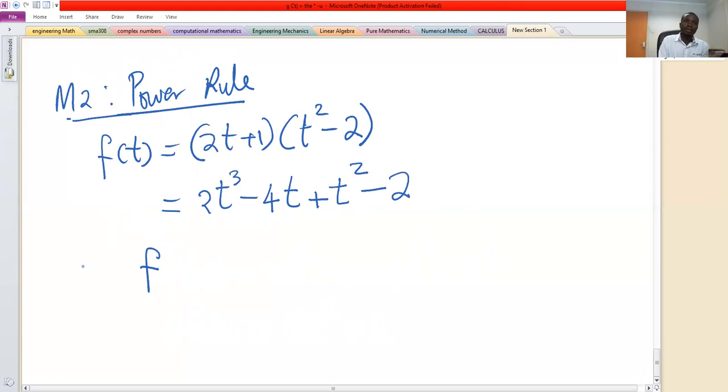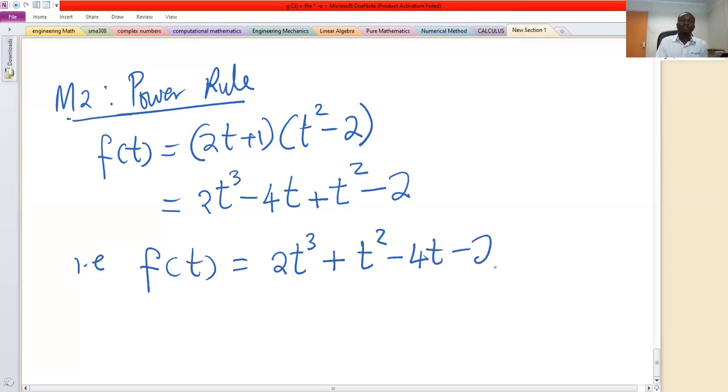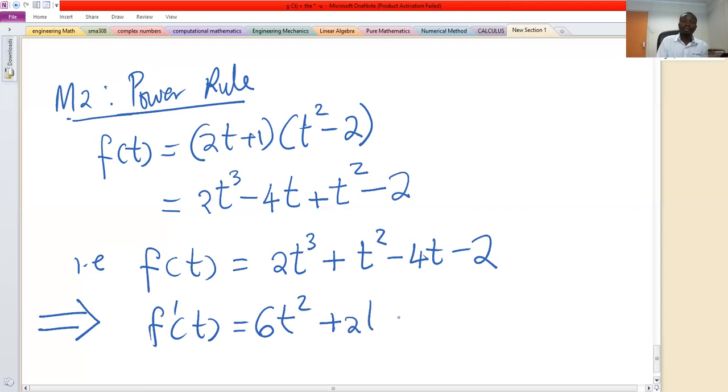So f of t is 2t cubed plus t squared minus 4t minus 2. Which implies by power rule, f prime of t, you drop, so we'll have 2 by 3 is 6, t squared plus this will be 2t, and then minus 4. The derivative of a constant is zero, so this will be the answer, which is the same as the answer when you use product rule.